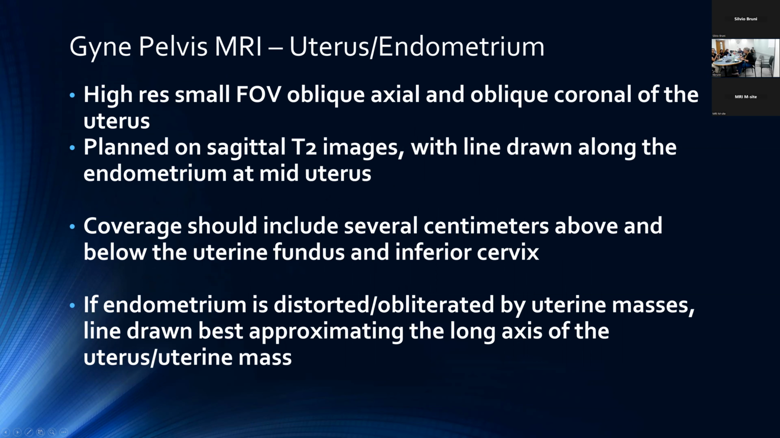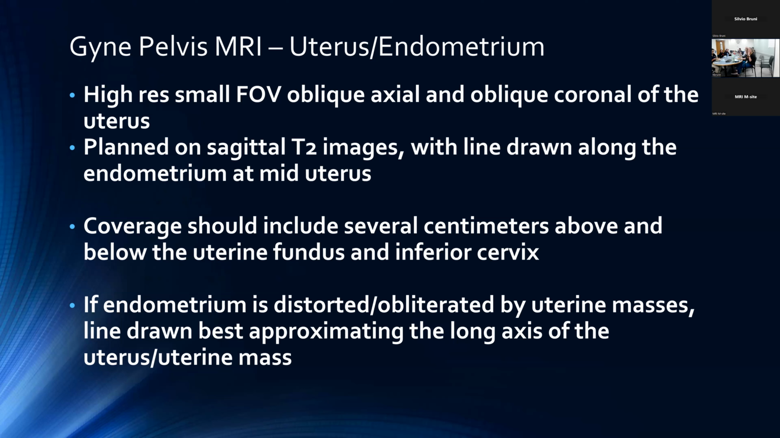Let's start easy. For endometrial lesions, the planning is performed in order to essentially obtain short axis and long axis oblique views of the uterus and endometrium. The primary purpose of this is to avoid volume averaging of the endometrium, which will often lie tangential to the true axial or coronal plane of the pelvis. And that allows us to best determine the depth of myometrial invasion from an endometrial tumor.